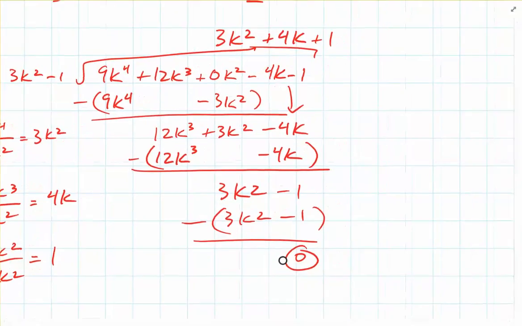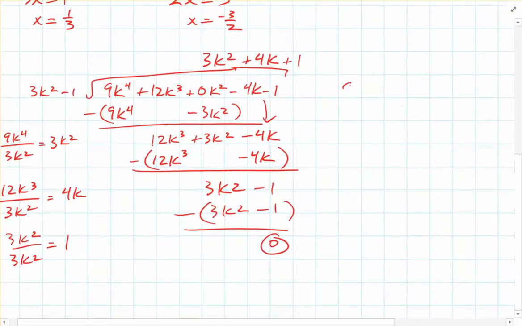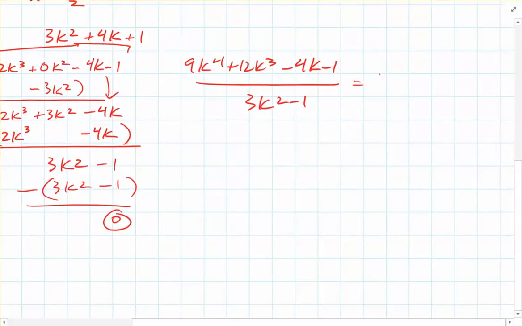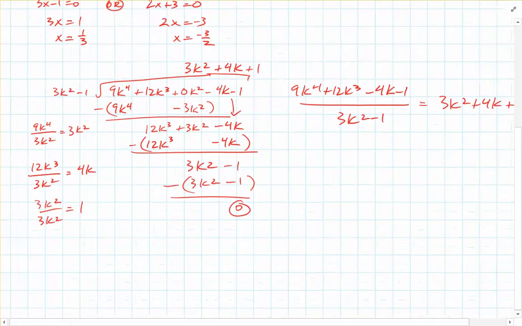So this tells us, everybody, this tells us that 9k to the 4th plus 12k cubed minus 4k minus 1 over 3k squared minus 1. What does that tell us that equals? Nope, 3k squared plus 4k plus 1. That's what it tells us.